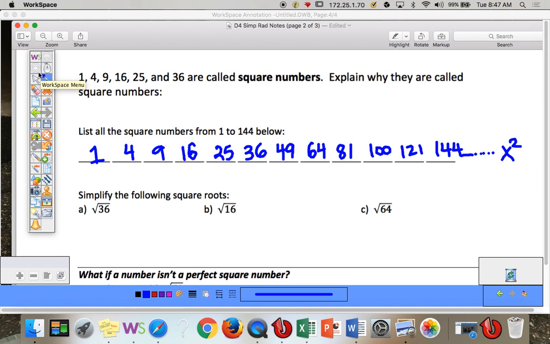Let's simplify the following square roots. What number times itself is 36? Well, that answer would be 6. Also, negative 6 would work as well. Negative 6 times negative 6 is 36.